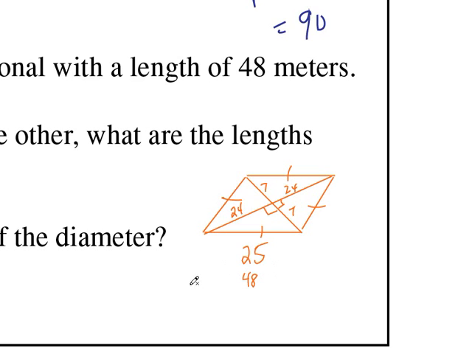So what's my formula for the area of a rhombus? It's 1/2 d1 d2, right? So 48 times 14. That should give you your answer. So half of 48 is 24 times 14, or half of 14 is 7 times 48. 336. Is that what I wrote down for the answer?